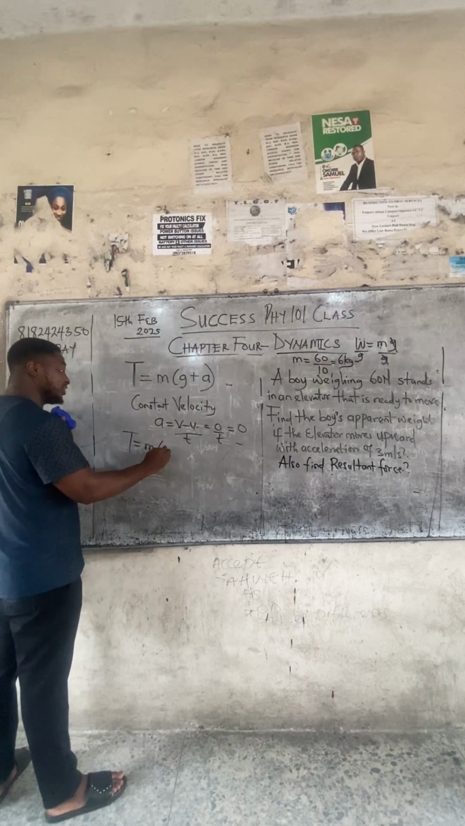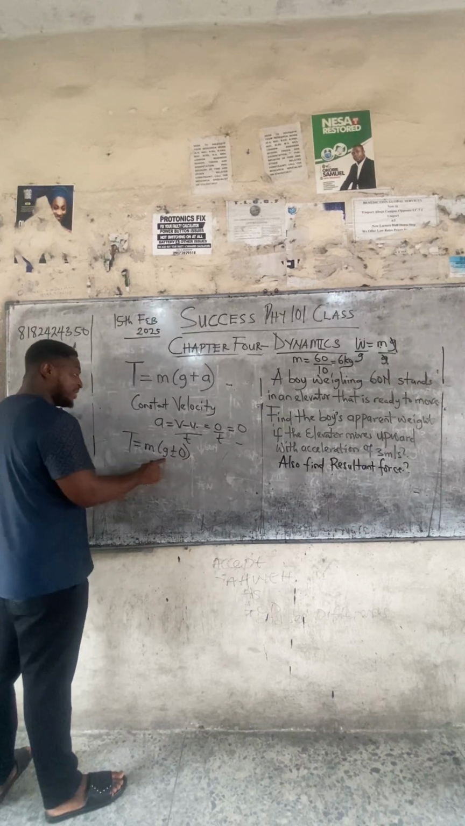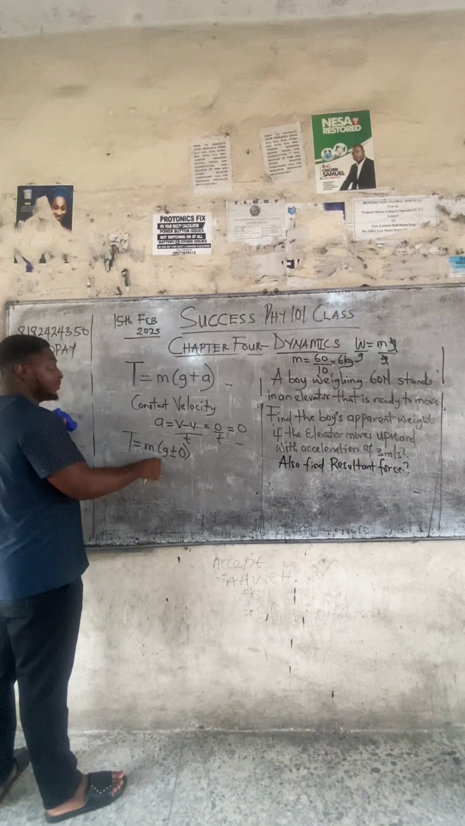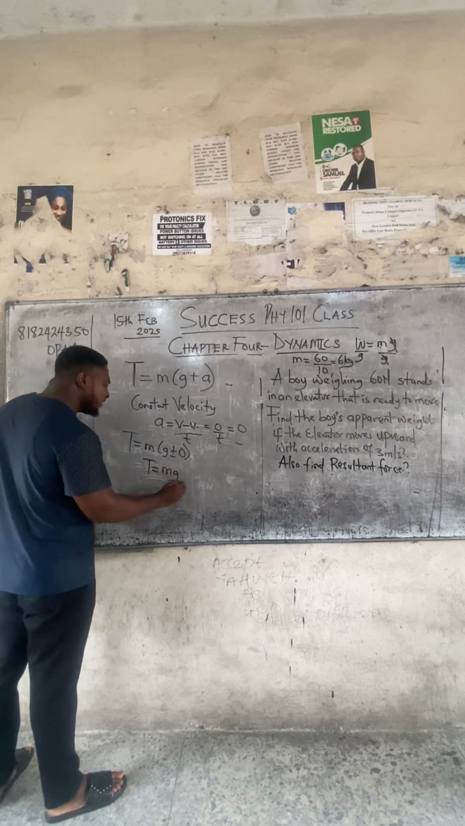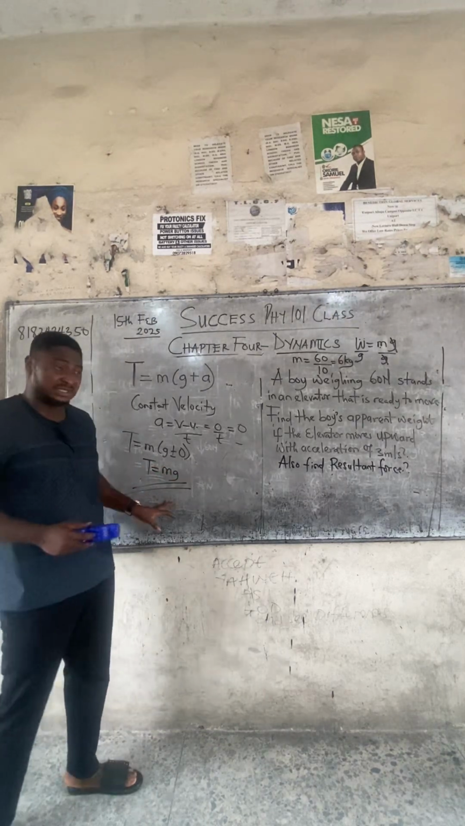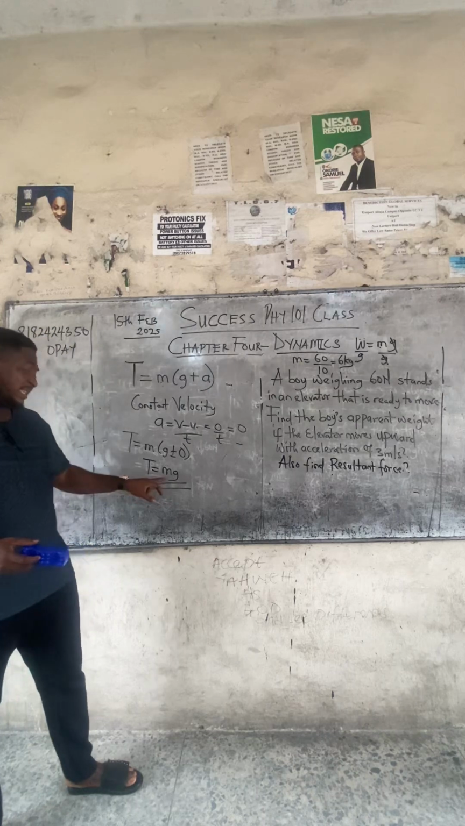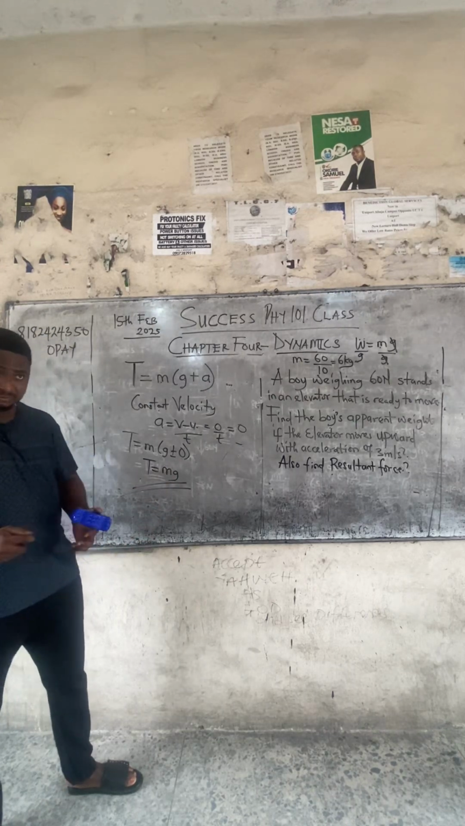which means that T will just be equal to m into bracket g plus or minus 0. Now, g plus 0 or g minus 0 is g. So T equals mg. Class, if they say you find the apparent weight in an elevator moving at steady or constant velocity, the formula is T equals mg. Acceleration is 0. Please take notes.